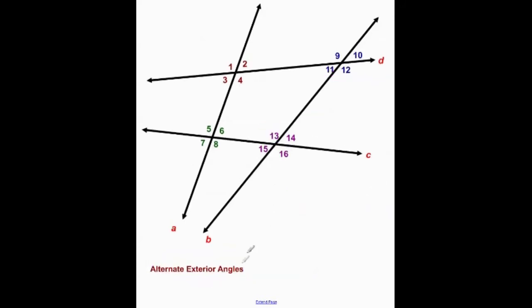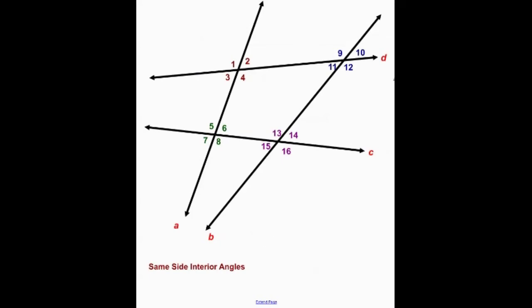Trying to wrap this up. Alternate exterior angles. Let's take a look at transversal C. And let's just pick one. Exterior has to be on the outside. Here we are, 16 and 5.